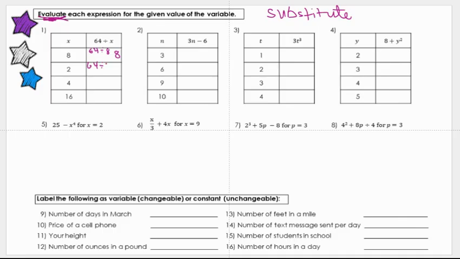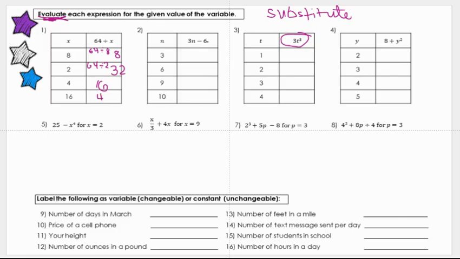And sometimes I will have students write these out, but sometimes not. Something like this is relatively simple. 64 divided by 2 is 32. But when we get into some of these over here where we have exponents and multiplication and there might be some order of operations that we have to figure out, I would probably have them write out the steps. 64 divided by 4 is 16. And 64 divided by 16 is 4.